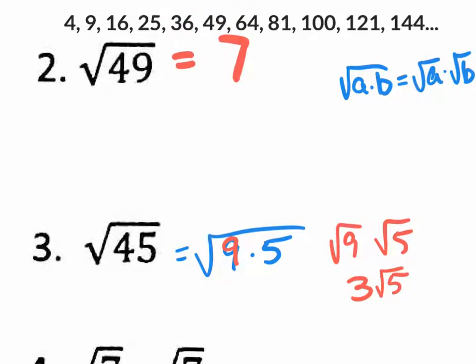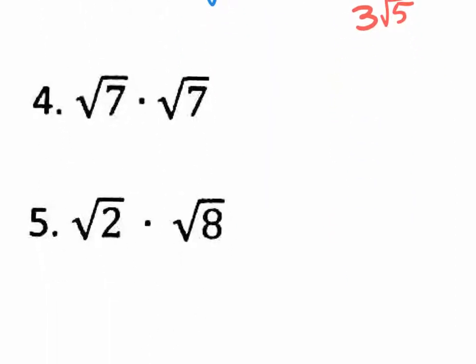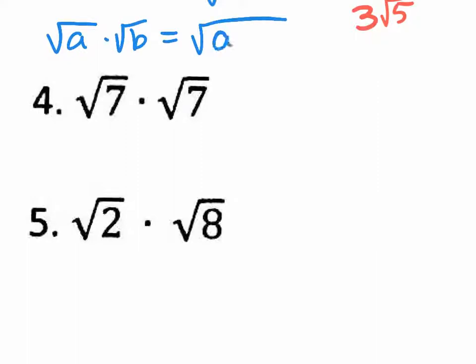Number 4, we have the square root of 7 times the square root of 7. And right here, what we're going to be doing is applying the key concept backwards, right? When you have the square root of A times the square root of B, you could put them together. That's the key concept backwards: the first number, A, times the second number, B, within one radical. So what is the square root of 7 times the square root of 7? It's going to just be 7 at the end of it all, right?